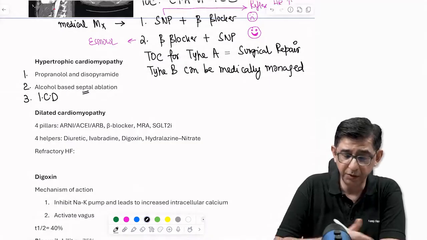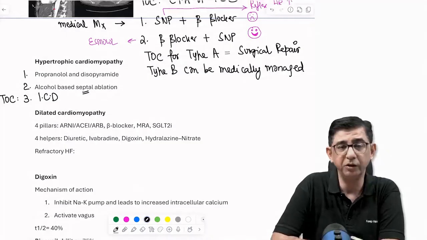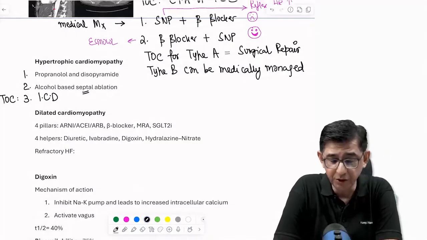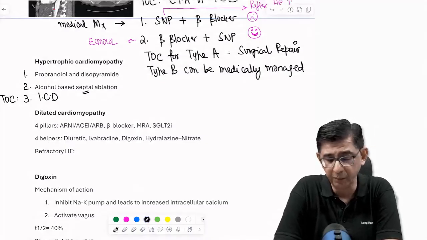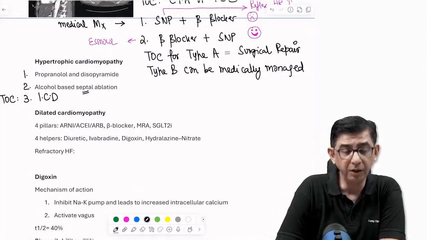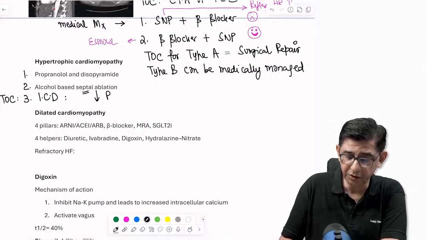If the MCQ simply says what is the treatment of choice for hypertrophic cardiomyopathy, and all these options are given: propranolol is one, disopyramide is two, alcohol-based septal ablation, and implantable cardioverter defibrillator. Then the treatment of choice is implantable cardioverter defibrillator, because it substantially decreases the risk of sudden cardiac death.